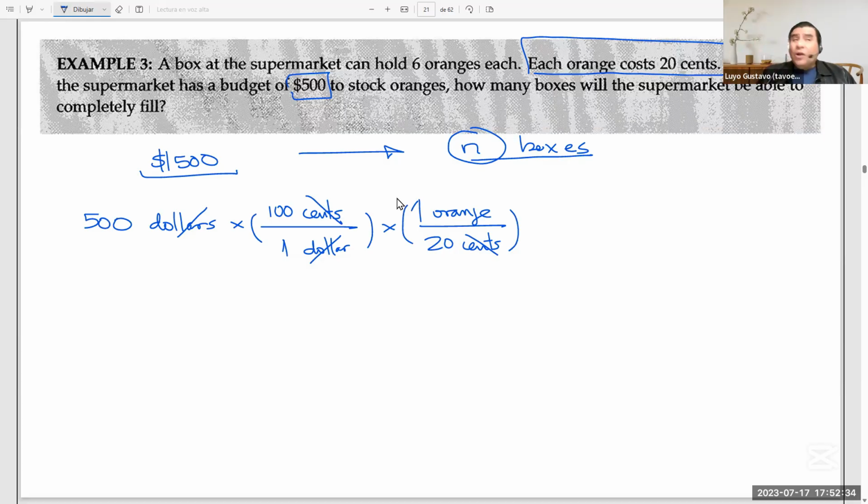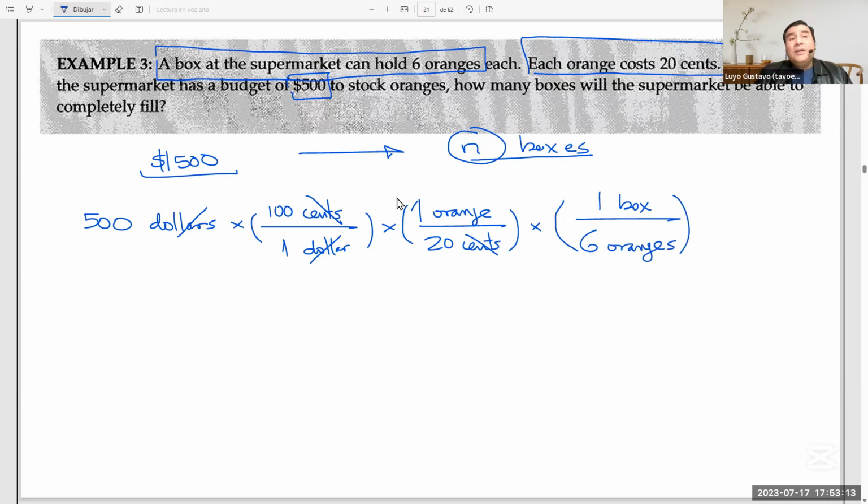So the product of these three factors will yield the number of oranges that can be purchased with $500. But I'm not interested in the number of oranges. I'm interested in the number of boxes of oranges, right? So there is one last conversion factor missing here. I need to multiply this by another factor that expresses the equivalence between boxes and oranges. And since they tell me that one box holds 6 oranges, then I will multiply by one box over 6 oranges. Why do I place it like this? Because I want oranges to cancel with oranges.